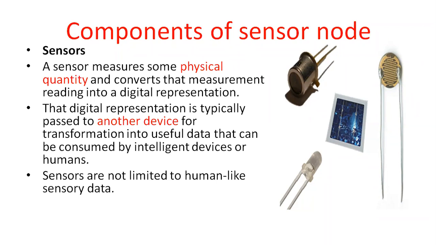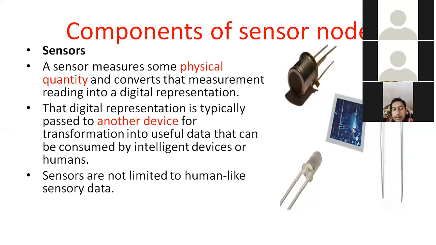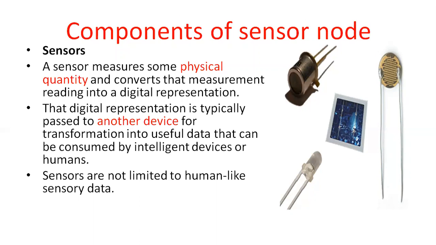That is a sensor, and then the digital representation is passed to another device for transformation into useful data that can be consumed by intelligent devices or humans. What is the need here? In order to transform it into useful data that can be consumed by intelligent devices or humans.